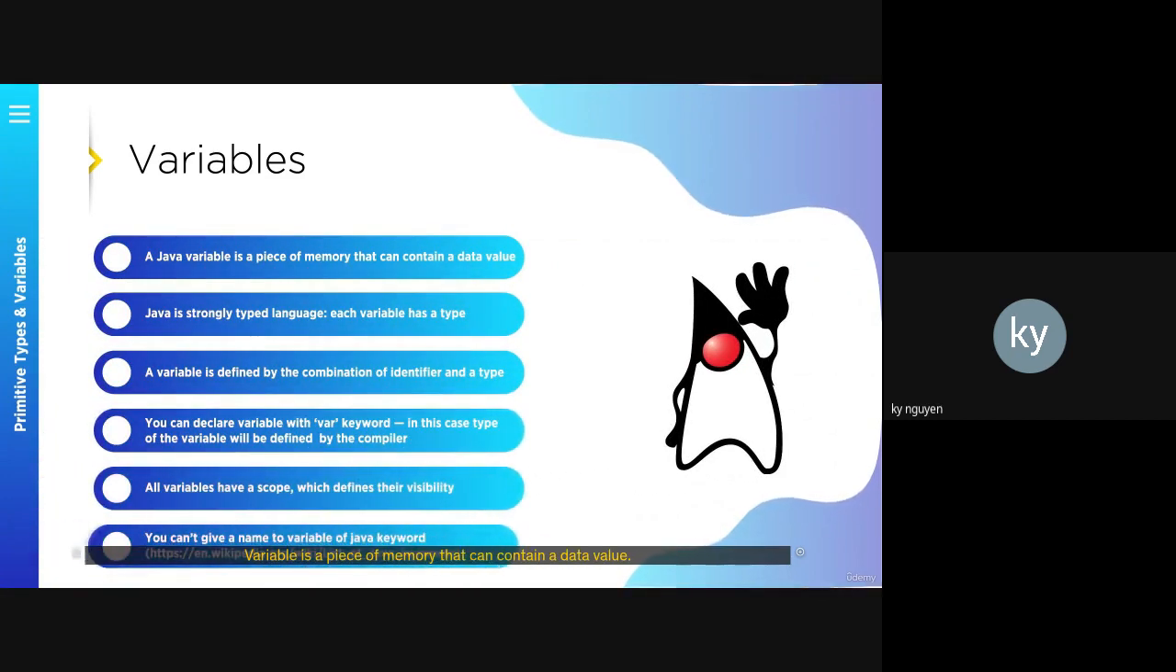So what is a variable? A variable is a piece of memory that can contain a data value. You can see that each variable has a data type. Even when you create a variable with the var keyword, the compiler identifies the type of this variable. For the variable name, usually nouns started with a small letter are used. You can't use keywords for variable names. What are keywords? For example, int, byte, short, class, public, package, these are all keywords. A keyword is a word with a predefined meaning in the Java programming language syntax.